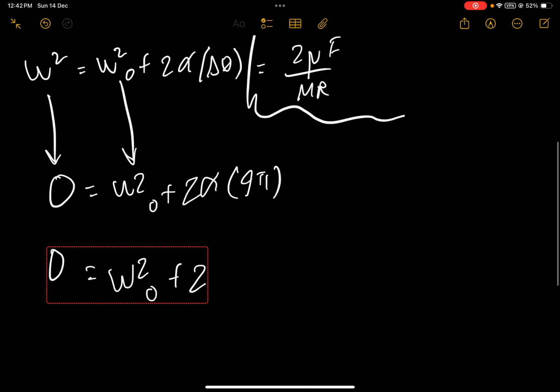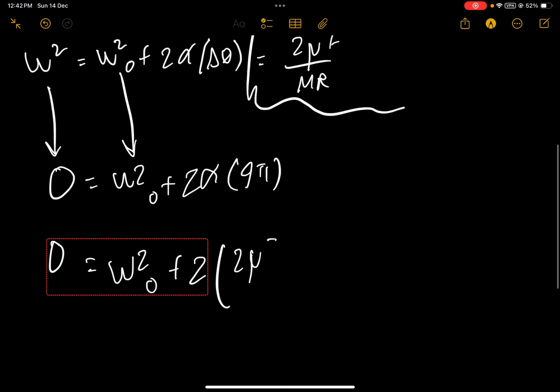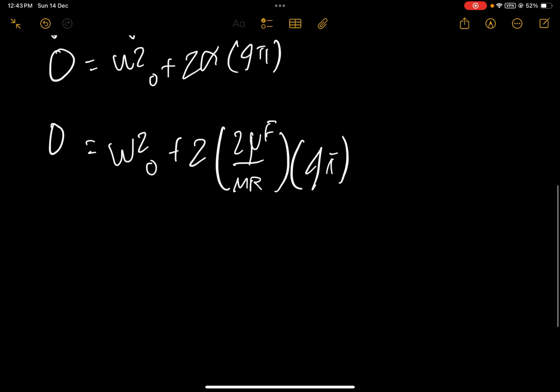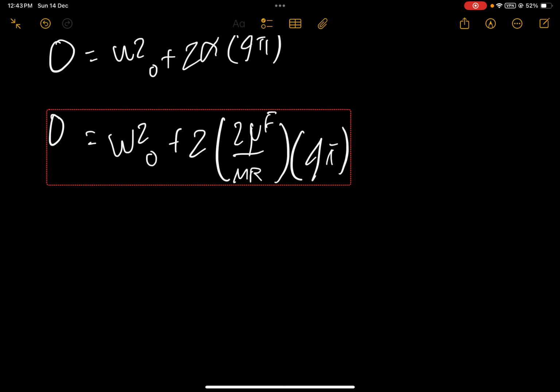Substitute in the value for alpha that we found, and basically solve for mu in terms of literally everything else.